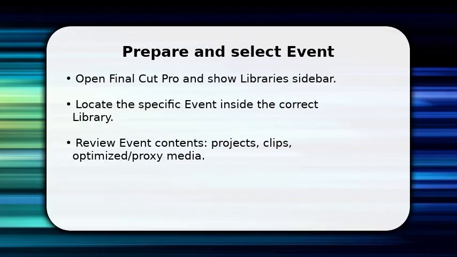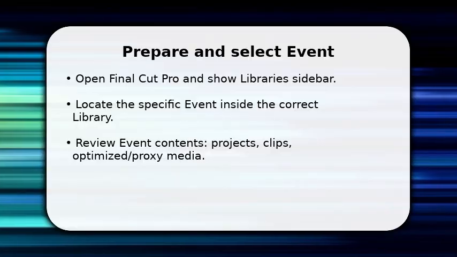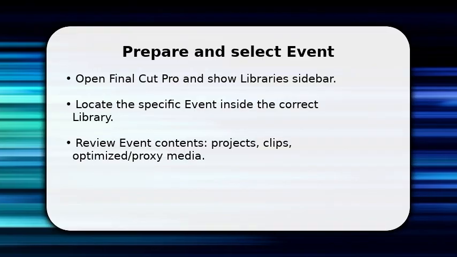You start by opening Final Cut Pro and focusing on the library that contains the event you want removed. Once in the library, click to reveal the event. Don't waste time scanning every library. Pick the correct one now. Make sure you inspect projects and clips inside so you don't delete work unintentionally.